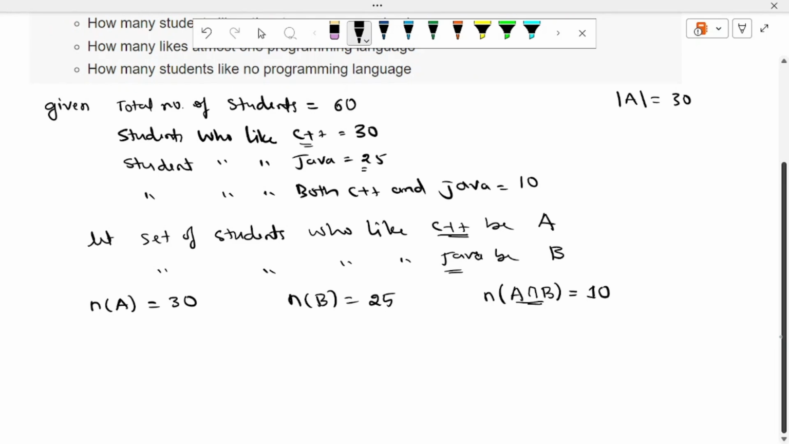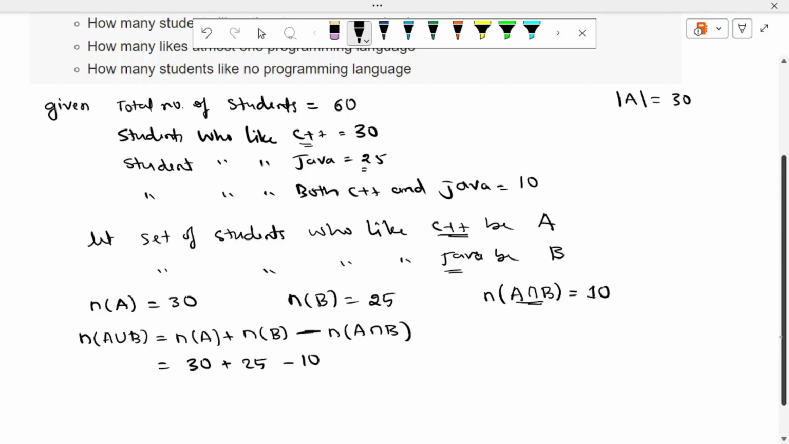Now coming to the very important part of the question. We can calculate n of A union B using a very important formula: number of elements in set A plus number of elements in set B minus number of elements in set A intersection B. This is equal to 30 plus 25 minus 10, which is 55 minus 10, and this is equal to 45.